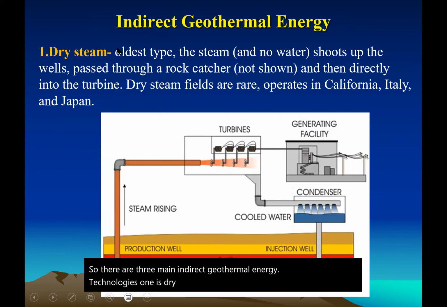So when you say dry steam, it means there's no liquid water. And this is the oldest type. So it's shooting steam up the pipes through a rock catcher and then directly into a turbine and then the generator.